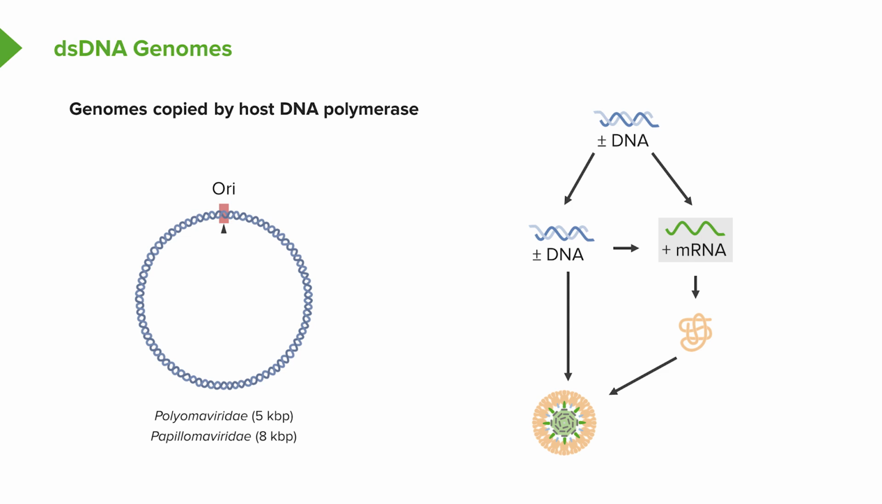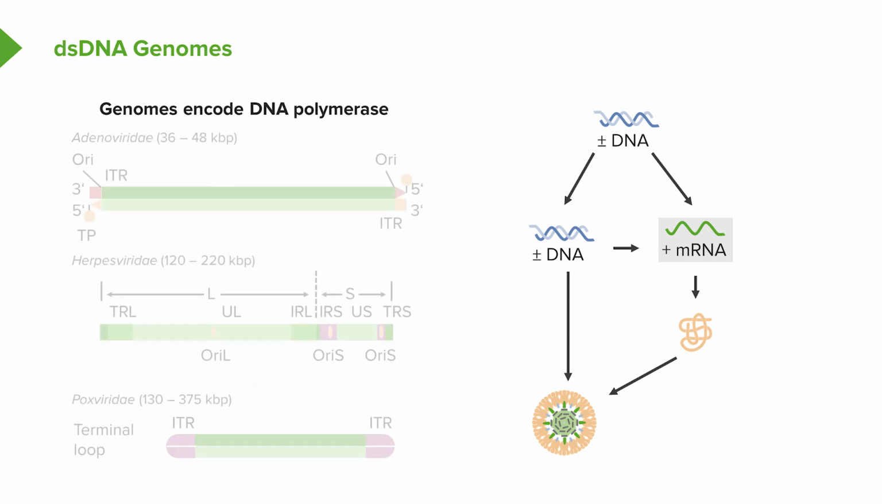On the other hand, there are other larger viruses in this category, including the adenoviruses. Their genome is a double-stranded linear DNA molecule from 36 to 48 kilobase pairs in length. The herpes viruses have substantially larger DNA genomes from 120 to 220 kilobase pairs. And then even larger are the pox viruses, between 130 and 375 kilobase pairs.